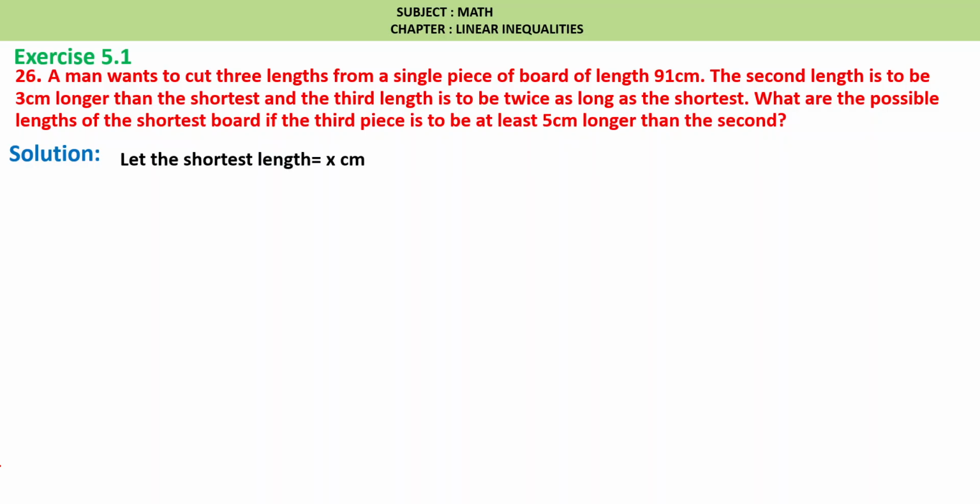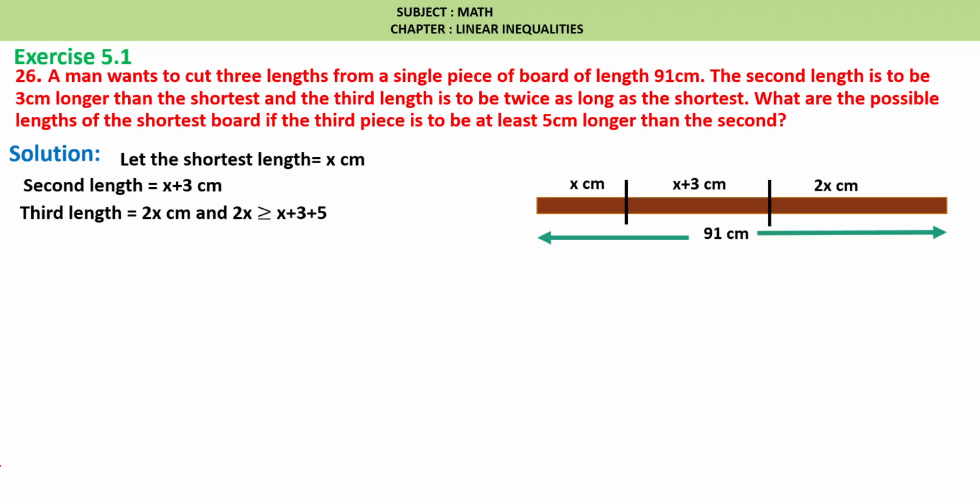Let the shortest length be x centimeters. Then the second length will be x plus 3 centimeters. Then the third length is 2x centimeters. And it's given that 2x should be greater than or equal to x plus 3 plus 5. See here, this is the condition. This is the one board piece we have. The length of this is 91 centimeters. So the shortest one is x centimeters, the longest should be 2x centimeters, and the middle one should be x plus 3 centimeters.